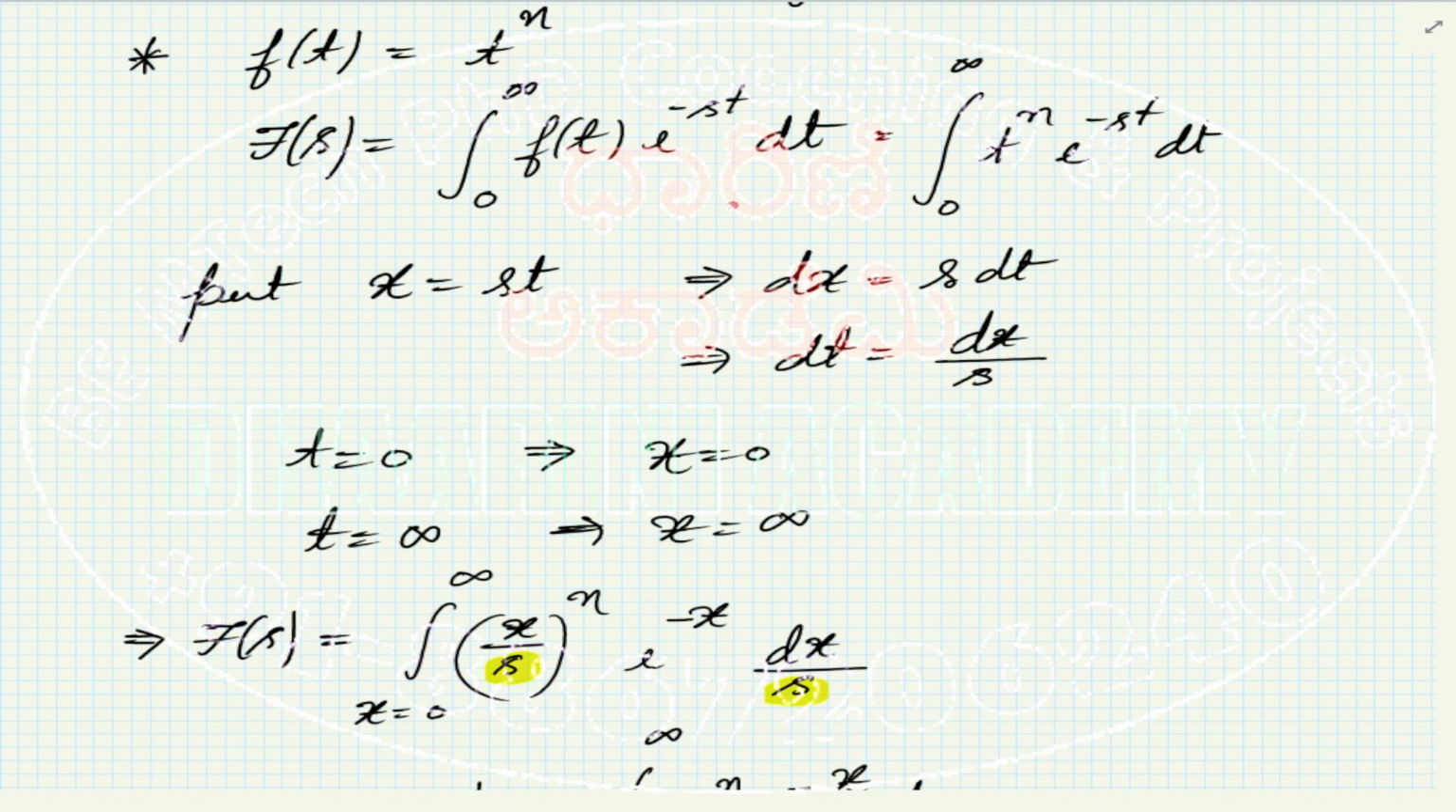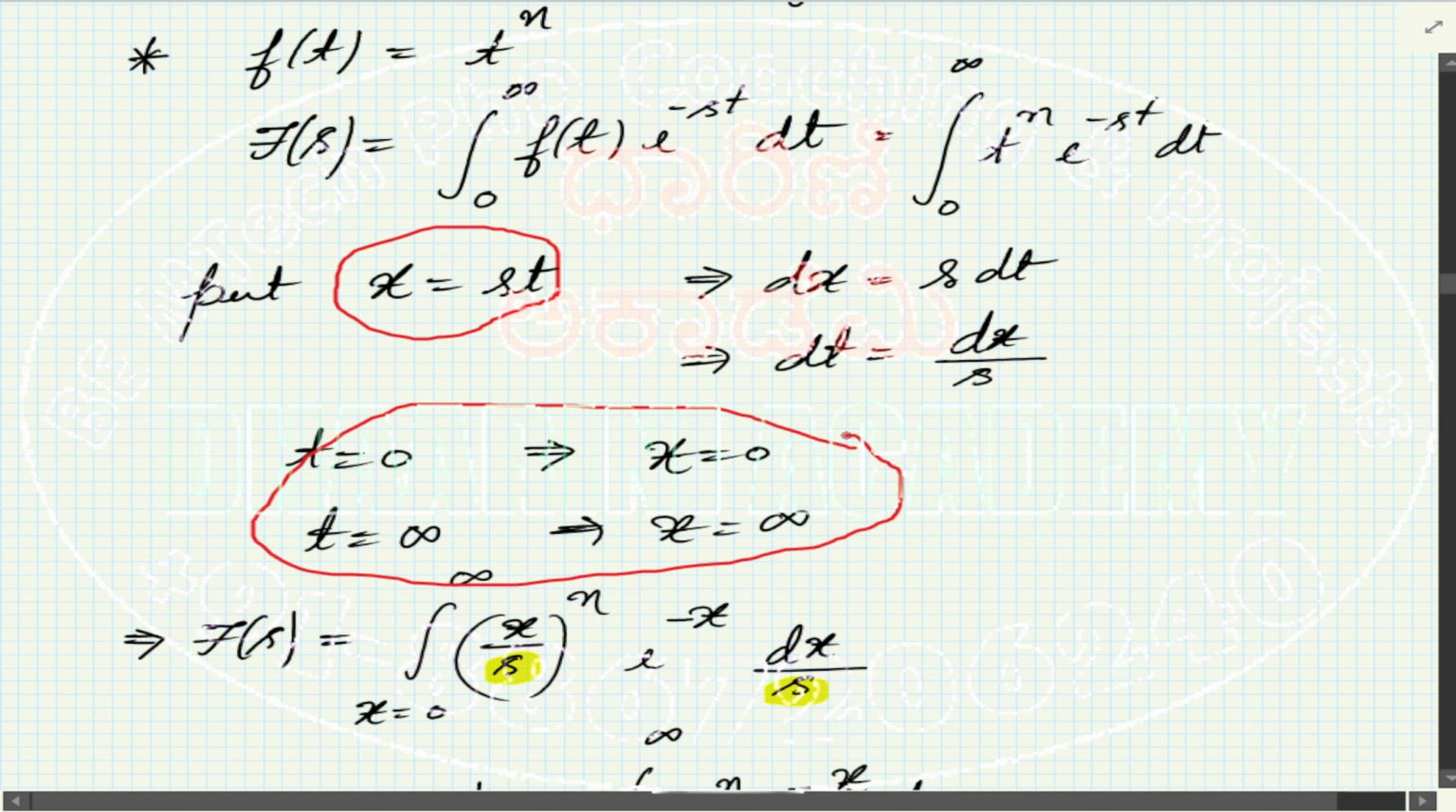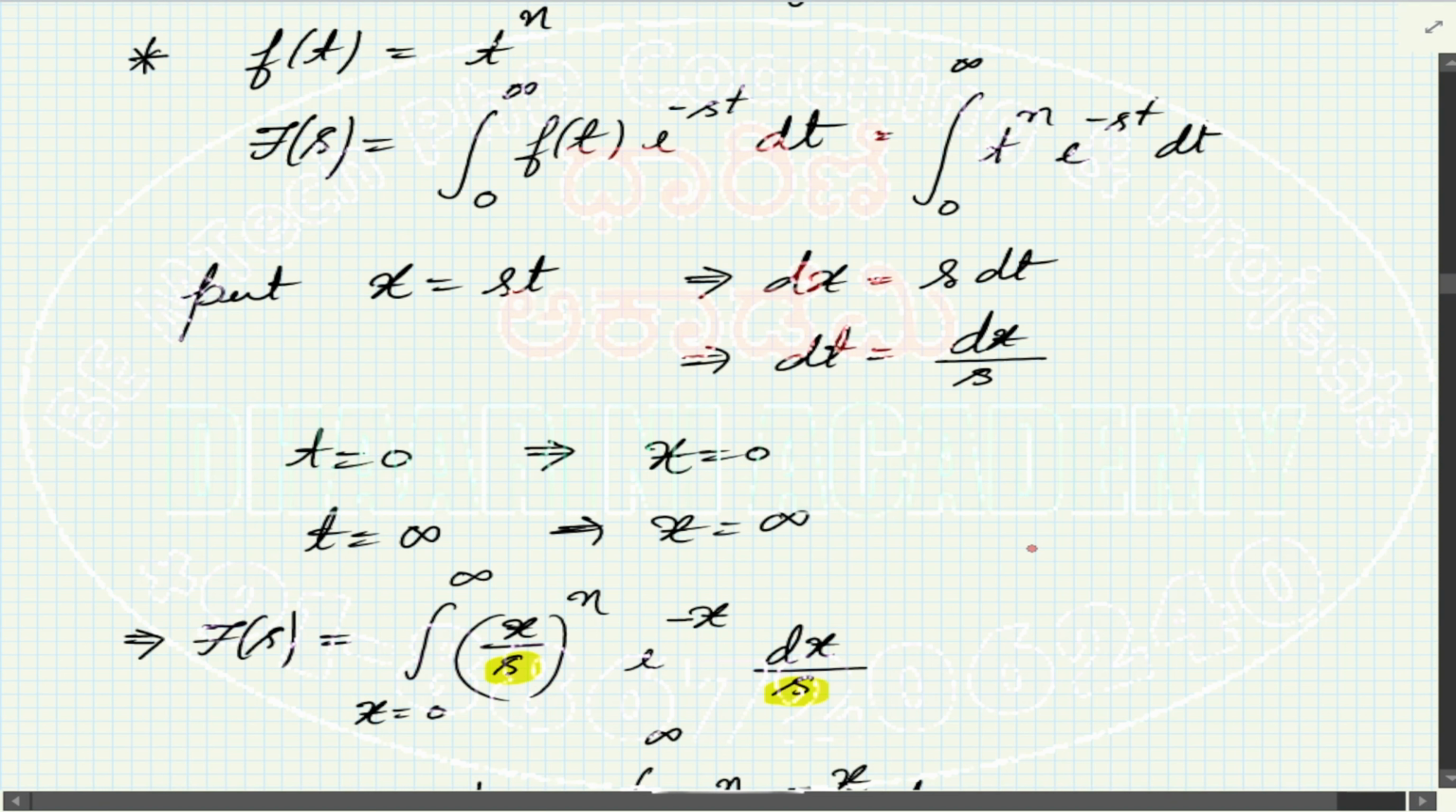And the limits also should be changed. So t equal to 0 means x is also 0 according to this equation. Put t equal to 0, x equal to 0; t equal to infinity, x is also infinity. That's why we have these two. This is the change of limits, according to the new substitution which we made now. So directly we convert this into this. Just see the changes in terms of the substitution. t becomes x by s.